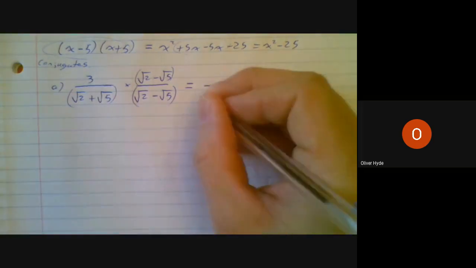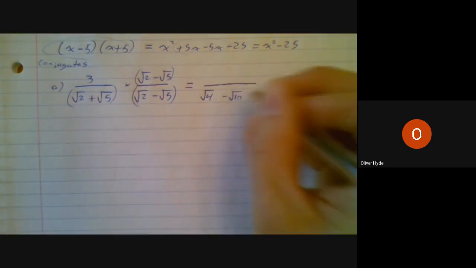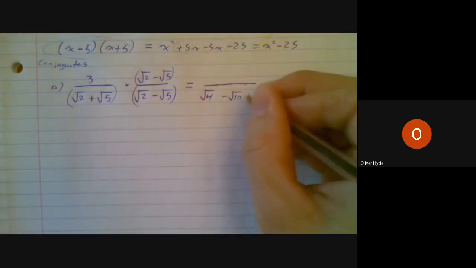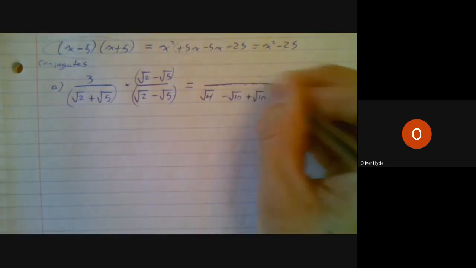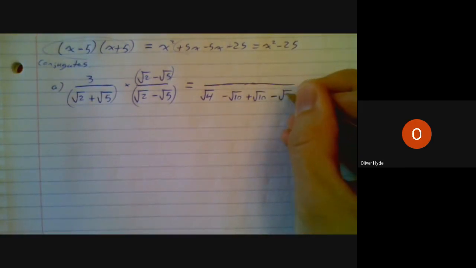Root 2 times root 2, that's going to be root 2 times 2, that's root 4. Root 2 times negative 1 root 5, that's going to be negative root 10. Root 5 times root 2, that's going to be plus root 10. Negative root 5 times root 5, that's going to be negative root 25.